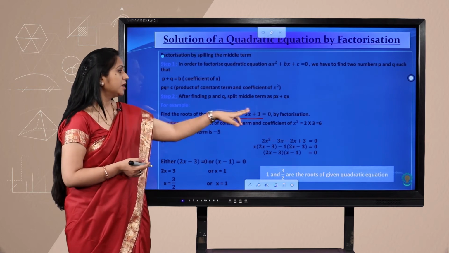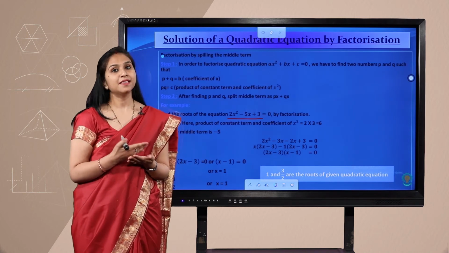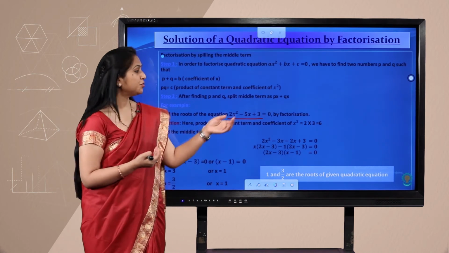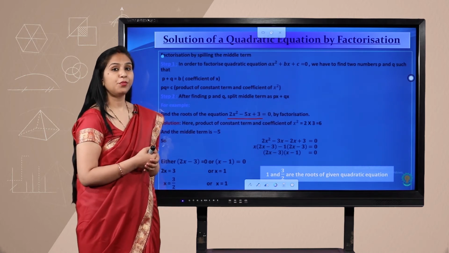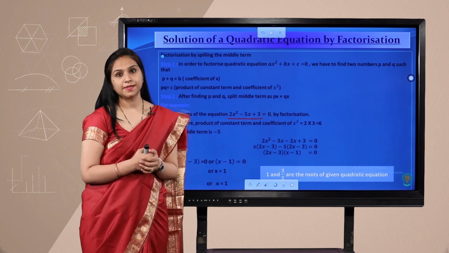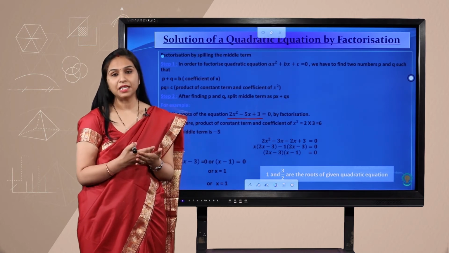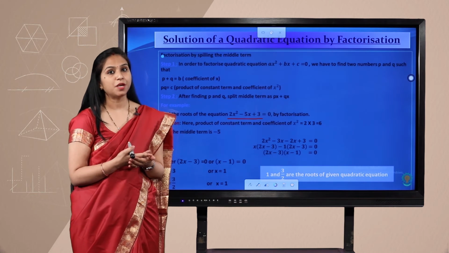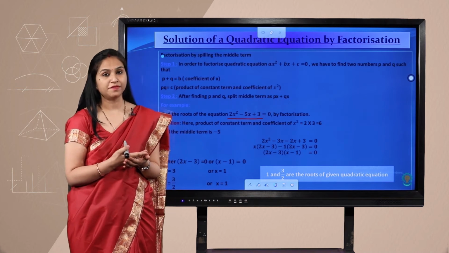Now, you can see here the middle term is minus 5. We need to split this minus 5 in such a way that we want two numbers so that when we add those two numbers, we should get minus 5, and when we multiply those two numbers, we should get the product of 2 and 3, that is 6. So, the product of 2 and 3 is 6. Now, think of two numbers such that on multiplying we get 6 and on adding we get 5. Clearly the two numbers are 3 and 2, because 2 plus 3 gives you 5 and 2 into 3 gives you 6.